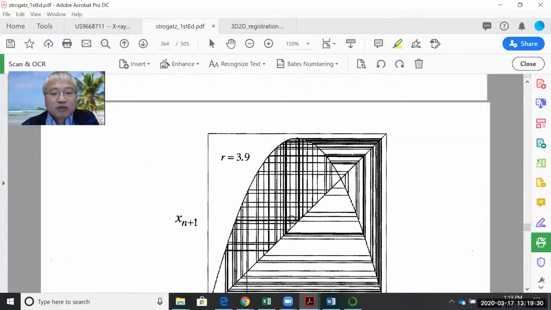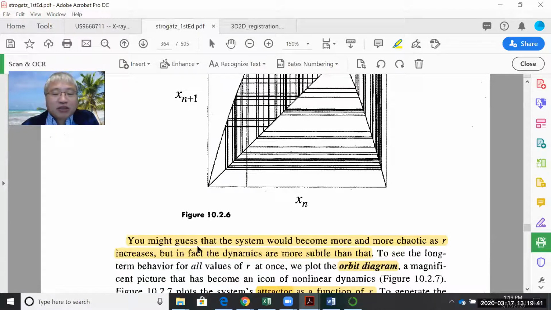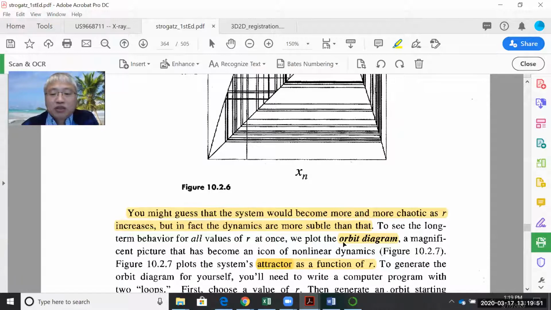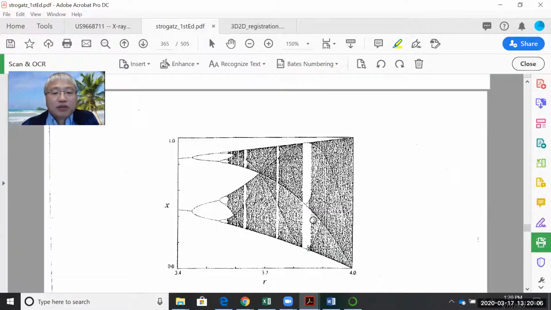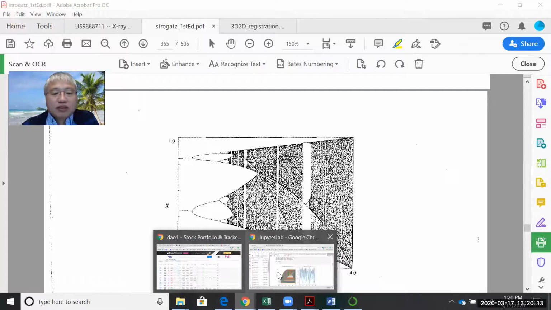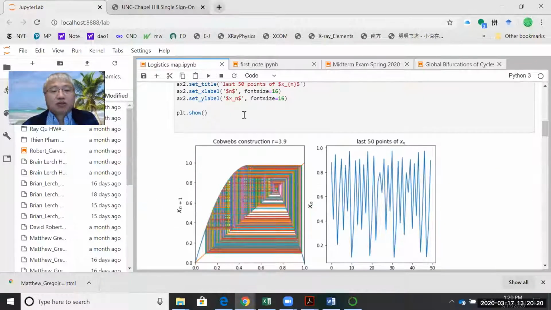Here's the corresponding structure. So the question is, you might guess that the system would become more and more chaotic as R increases, but in fact the dynamics are more subtle. To see this subtlety, we need to construct the so-called orbit diagram, which is like a bifurcation diagram. I showed this in a lecture, and in fact I do have this in the Jupyter Lab. But I think this is a good point to stop for today.